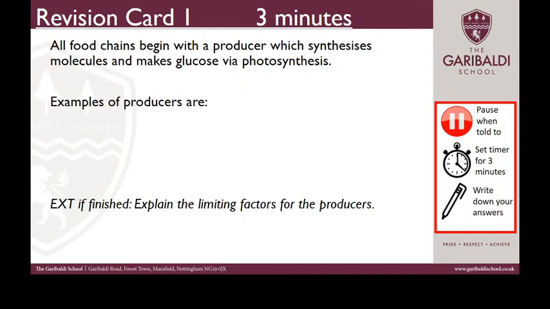Okay, so for revision card 1, you have 3 minutes to do this. So all food chains begin with a producer, which synthesizes molecules and makes glucose via photosynthesis. Give some examples of producers on your sheet of paper. Remember, write down examples of producers, and then give me a few examples. Once you have finished that, explain the limiting factors for the producers. So think about what producers are and limiting factors that would limit their growth. So pause the video now, set the timer for 3 minutes, and then write down your answers.